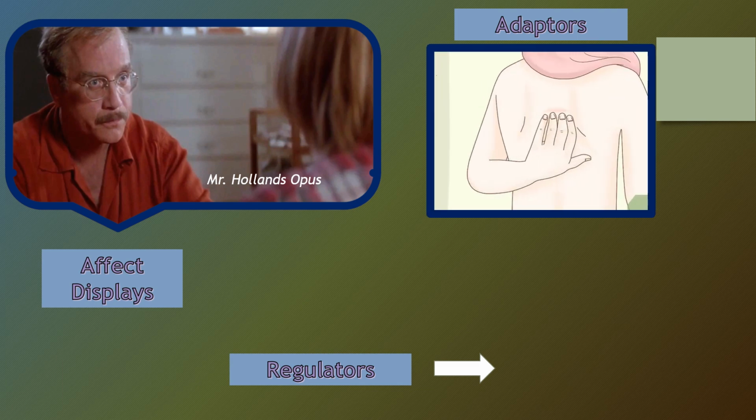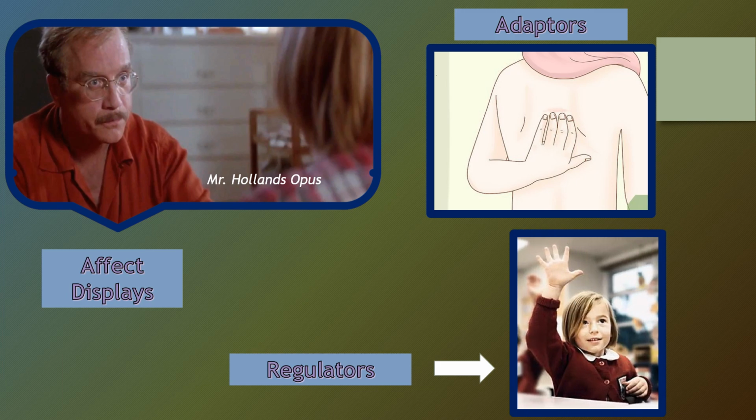Adapters. These gestures are used when satisfying a personal need. In this slide, I have placed an animated picture of a person scratching their back. This gesture or hand movement is a very common example of an adapter when referring to gesture types.